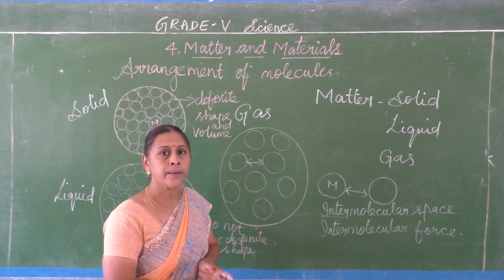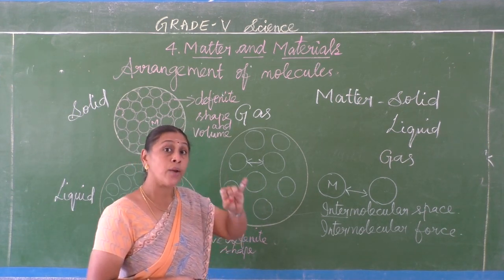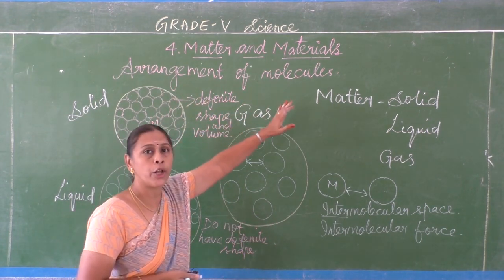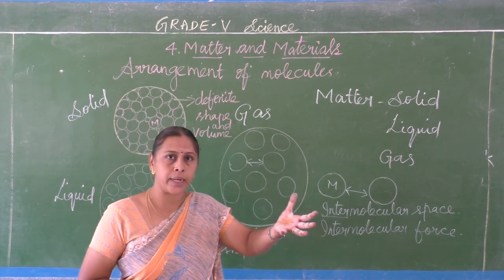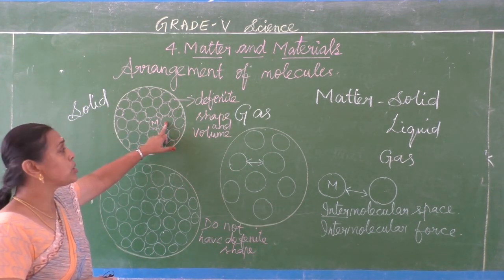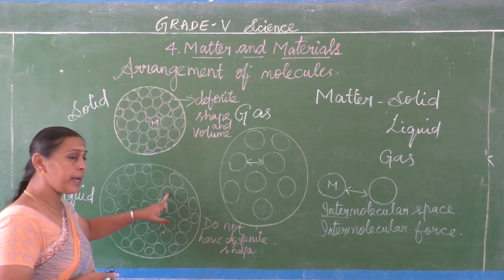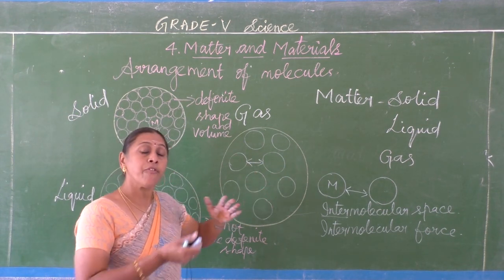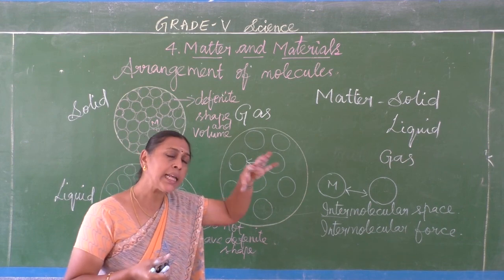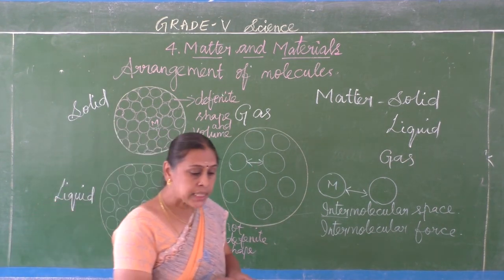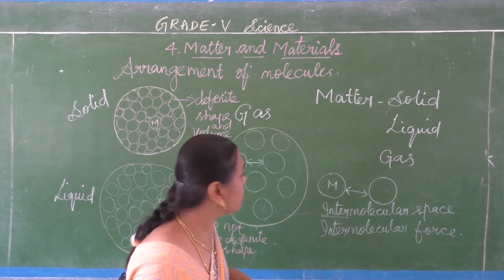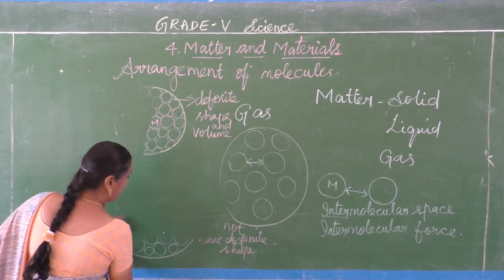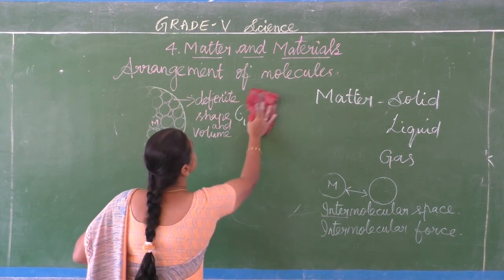Do you understand, children? So you studied what is matter, what is molecule and what is atom. Now we are learning about the arrangement of molecules in matter. In case of solid, molecules are very tightly packed. In liquid, loosely packed, and in gas they are very far away. Understand? So based on this arrangement of molecules, I will give a tabular column just for easy understanding.